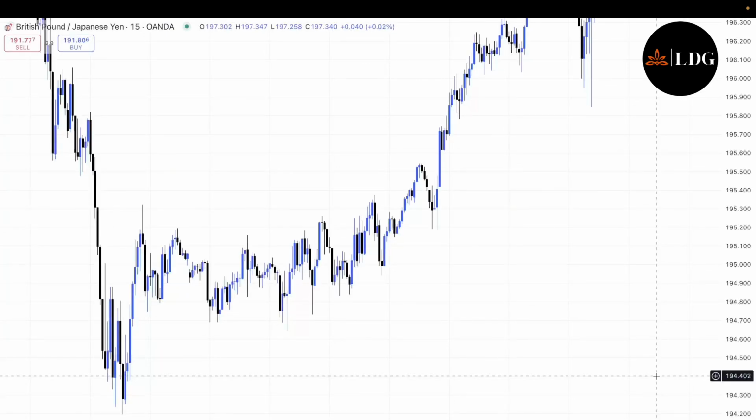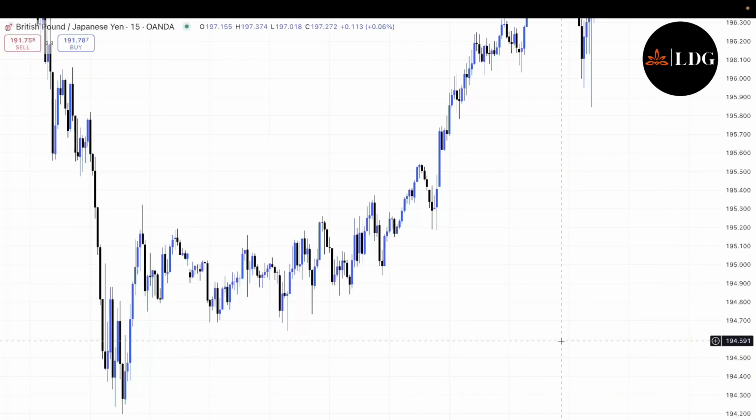Now, trend lines are one of the simplest yet most effective tools in any sort of technical analysis, and that's because they help you identify the direction of the market and key levels where the price might react from. So, what is a trend line?